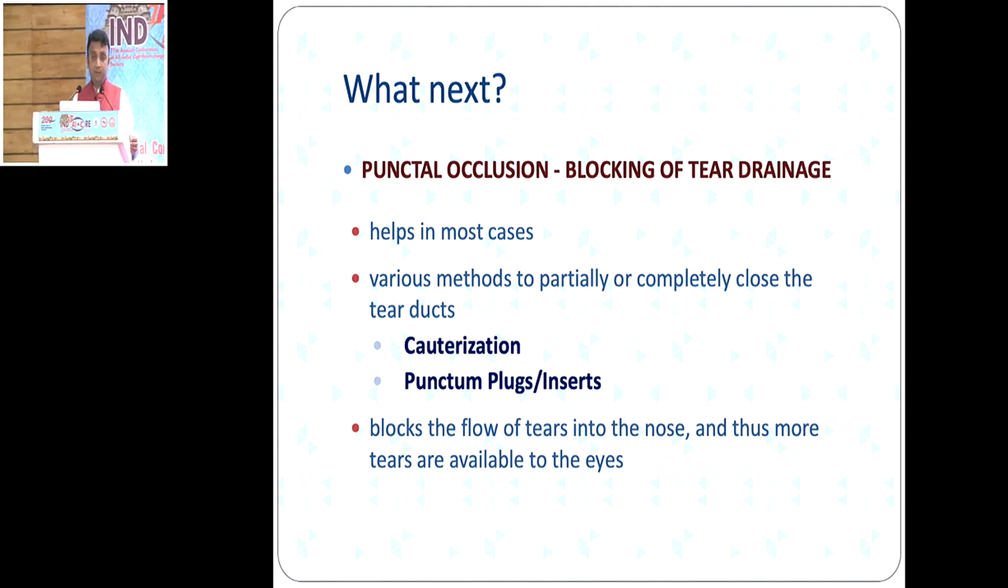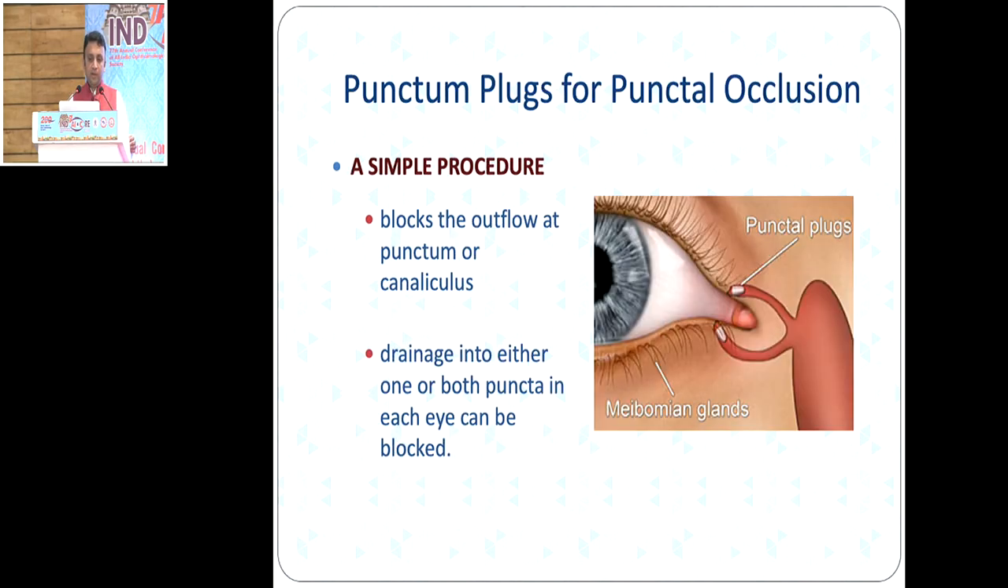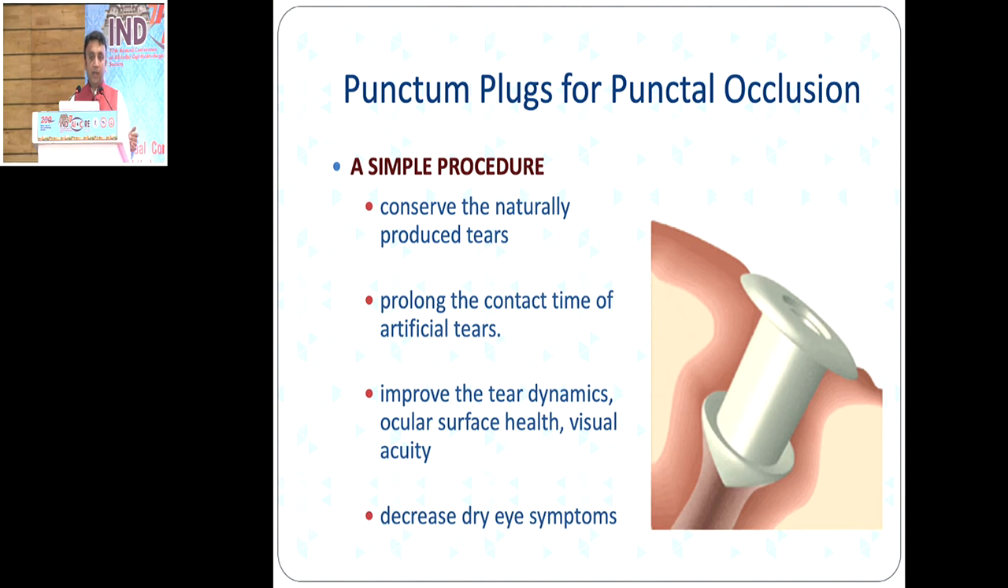It can be done in many ways: by cauterization, by punctum plugs, by placing a small patch of conjunctiva or of an amniotic membrane on the punctum, many things. Many ways people have tried doing this. But the basic idea is you reduce the drainage of the TFM, and that's what improves the ocular surface residence time of your TFM. The procedure can be done with a simple temporary plug which can block the punctum or the canaliculi there, or it can be done using an actual punctum plug which blocks the lacrimal punctum.